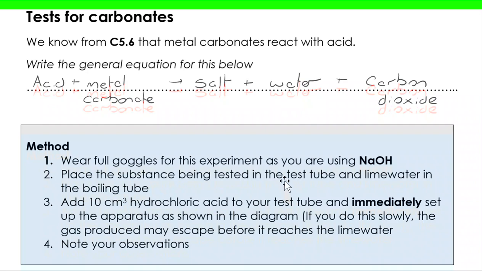Now, the actual method that we're going through here says you must wear full goggles because you're using sodium hydroxide. It is corrosive. You will place the substance being tested in a test tube, I'll show you a diagram of that in a moment, and lime water in a boiling tube. Then you're going to add hydrochloric acid to the test tube and start collecting the gas given off.